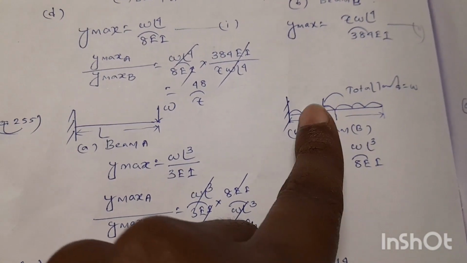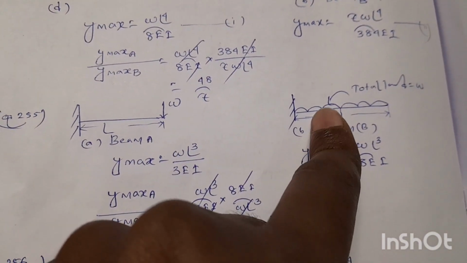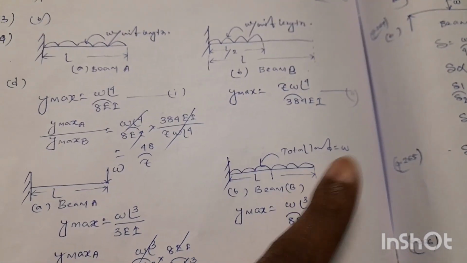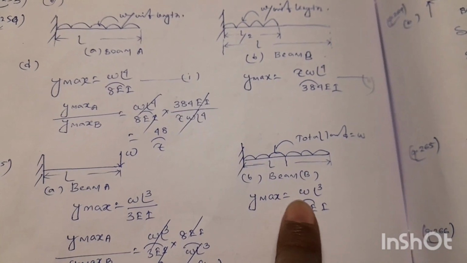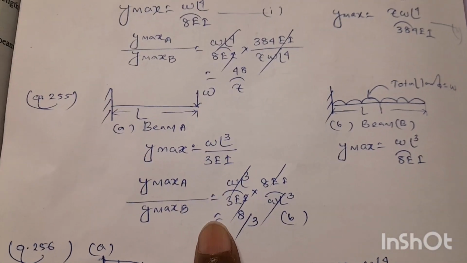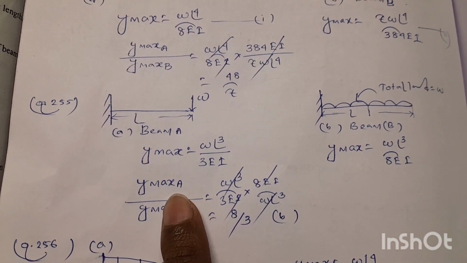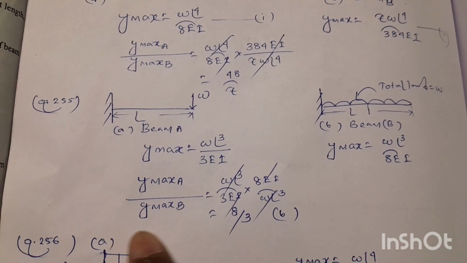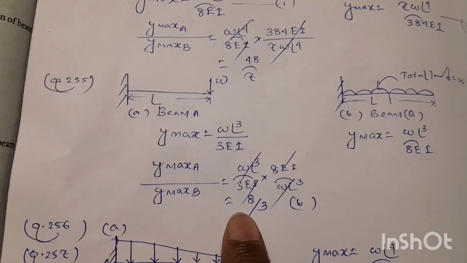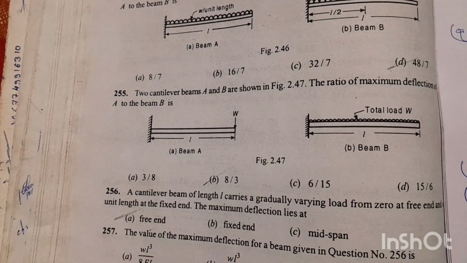And as per the question, for the beam B, the cantilever beam subjected to uniformly distributed load, its total load will be W. So maximum deflection Ymax will be WL cube divided by 8EI. So if we make the ratio of deflection for the beam A divided by deflection for the beam B, Ymax B, it will be equal to 8 by 3. Option number B is the right answer for this question.